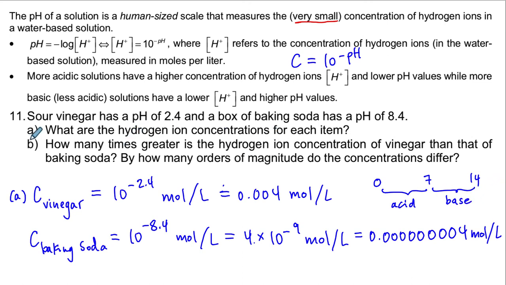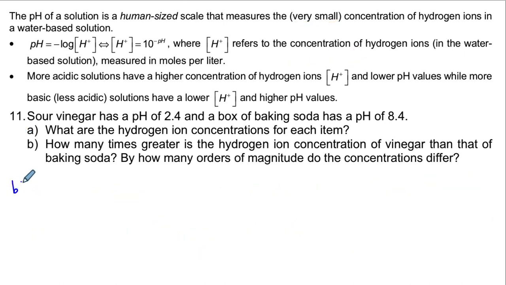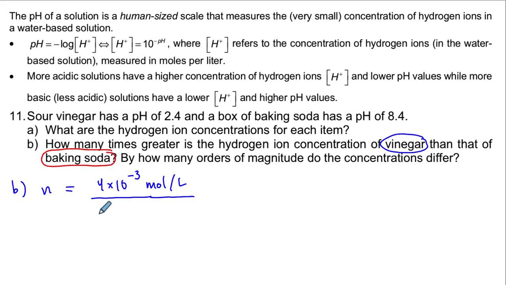Okay, so we found the hydrogen ion concentrations for each, and now we want to know how many times greater, so the same question again, is the concentration of vinegar than that of baking soda. So again, we're setting up a fraction for n, and we're taking the concentration of vinegar over the concentration of baking soda. So we have 0.004, which is 4 times 10 to the negative 3 moles per liter. And I didn't write down which one is which, so I'm going to circle vinegar in blue, and then baking soda in red. I will put that underneath.